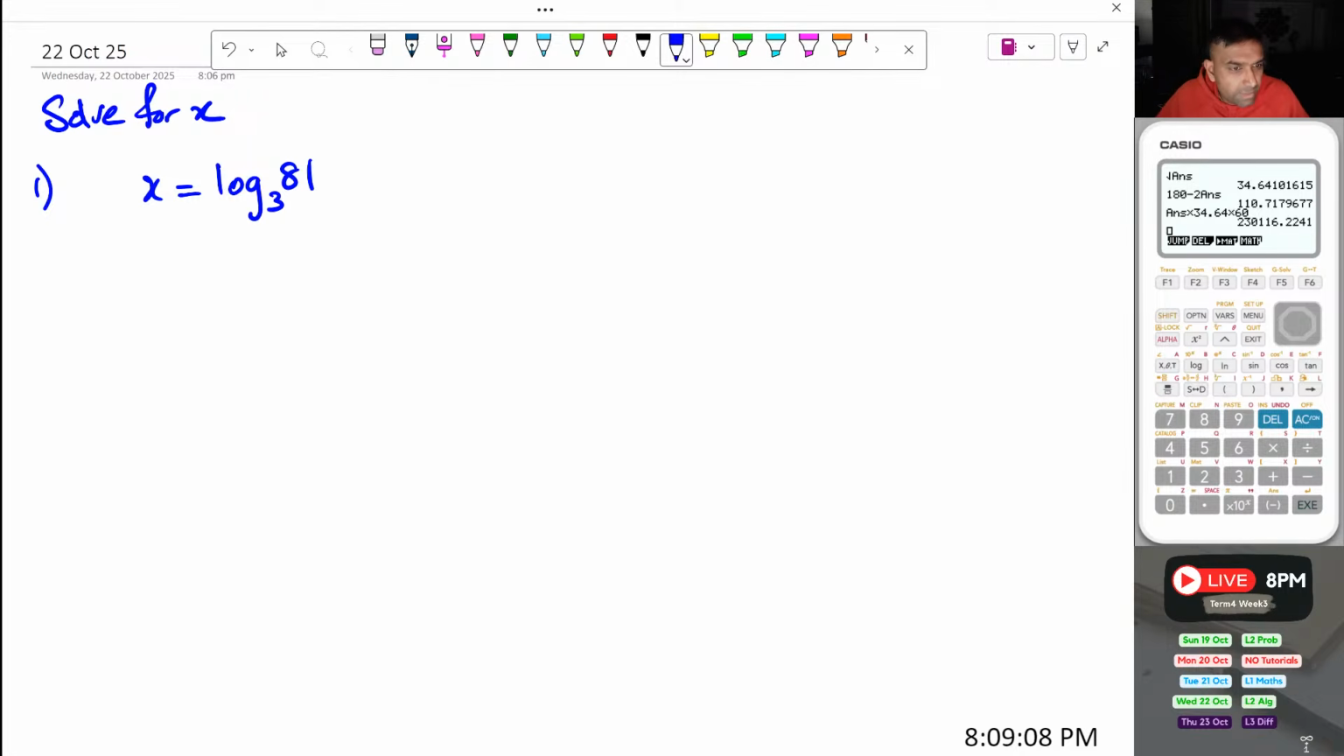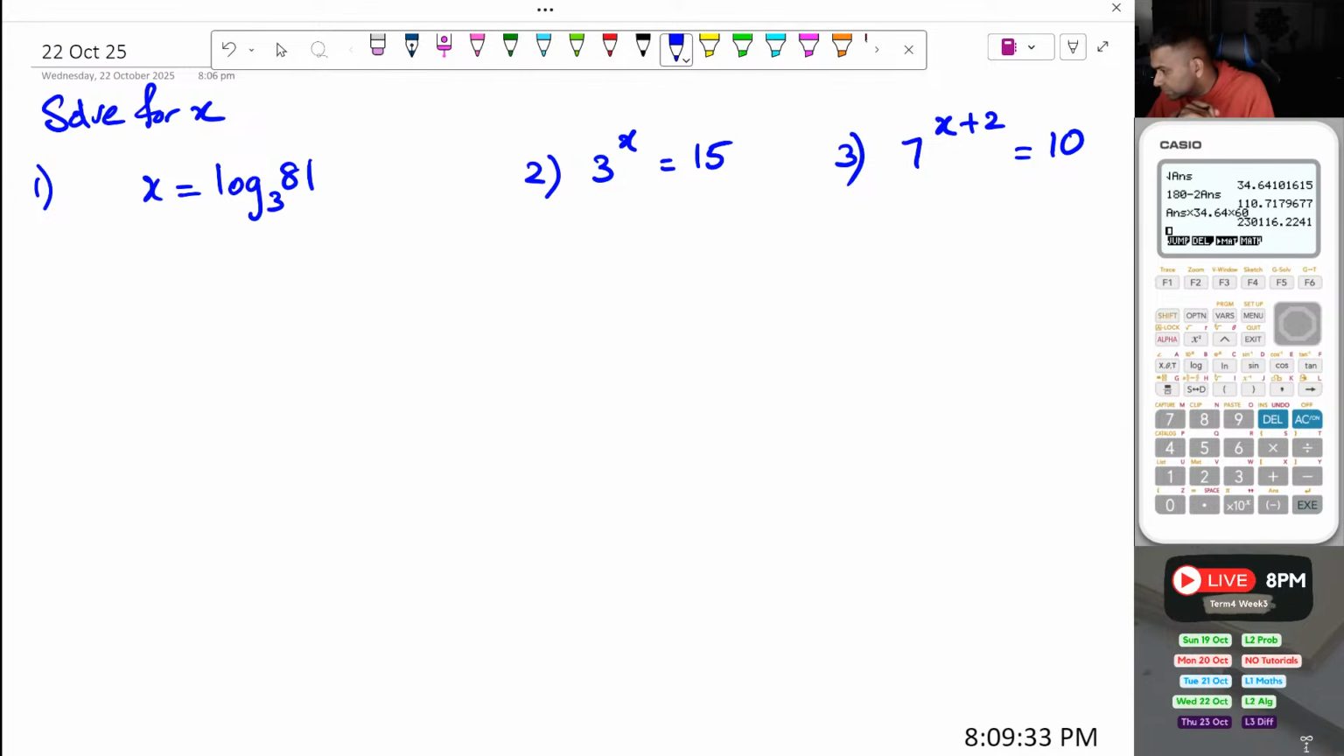I'm just going to put a bunch of questions up for you guys to try and do. We'll also do 3 to the power of x is equal to 15. And then question number 3, which is going to be 7x plus 2 equals, I don't know, 10. If it's with the theme of logs, then we shall do that. So we'll start off with these 3 questions, all right?